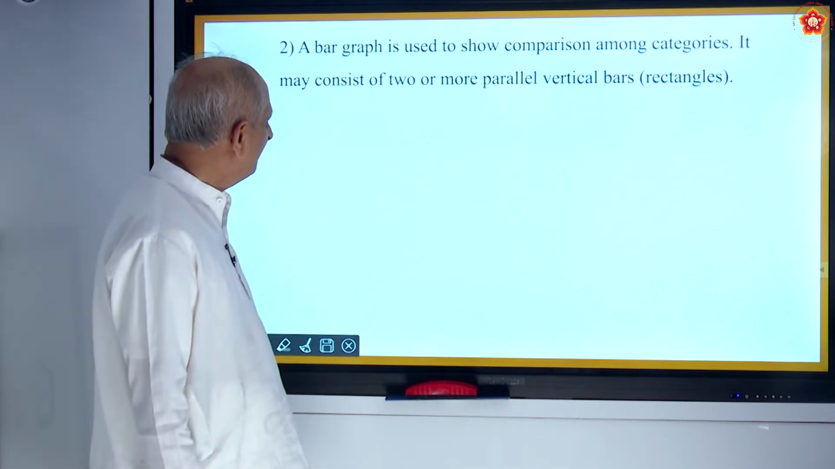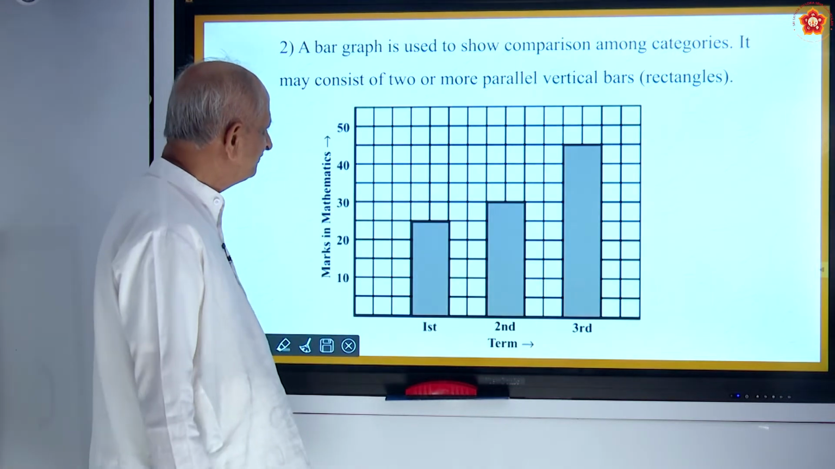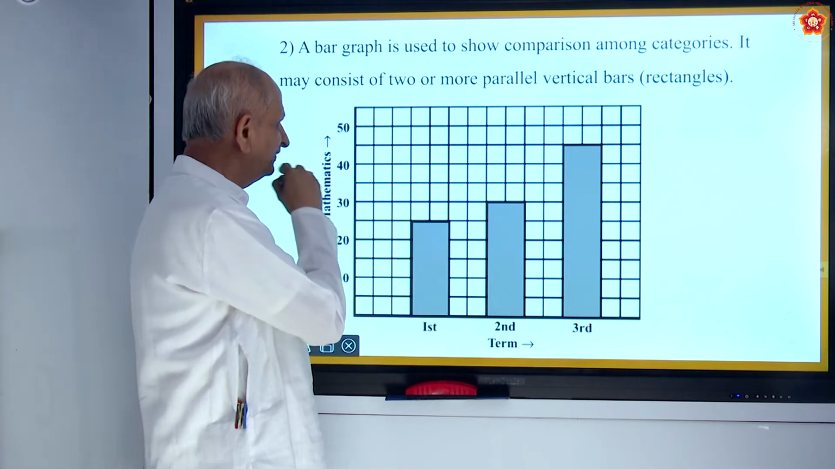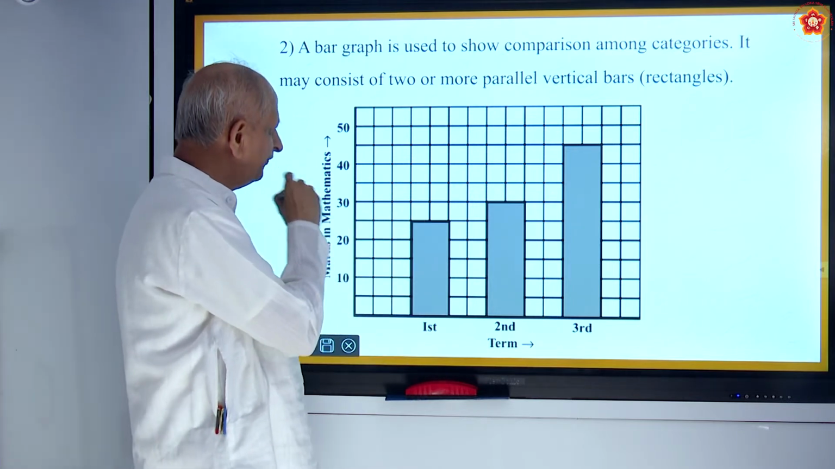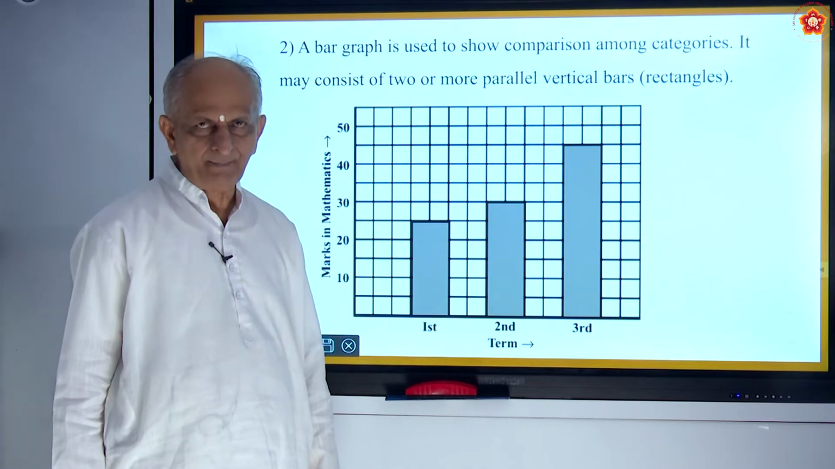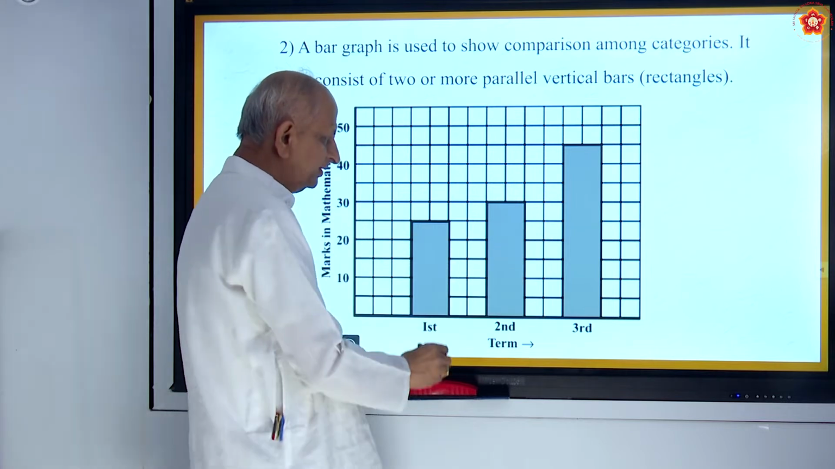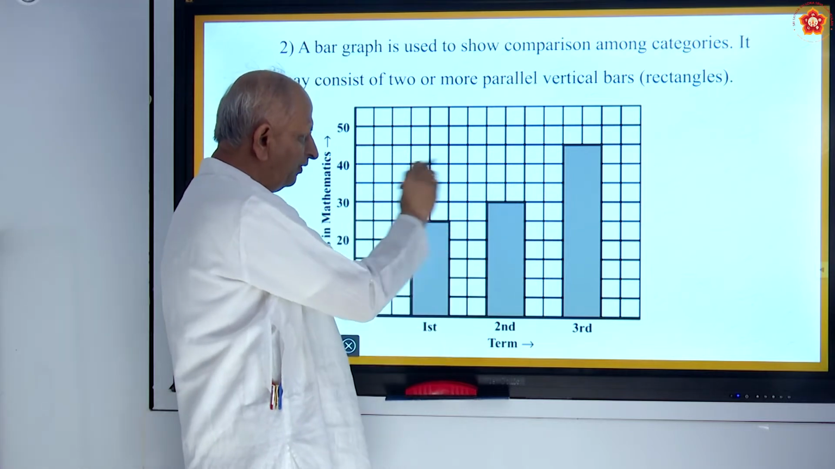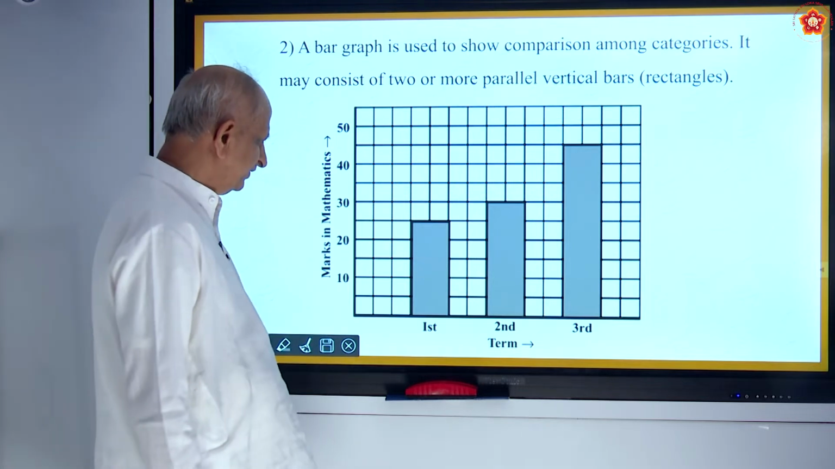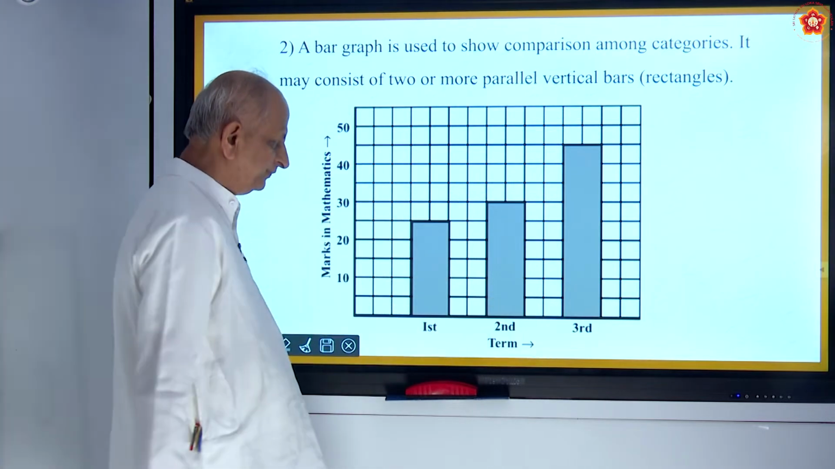One is called the bar graph. What is a bar graph? It shows the comparison among categories. It may consist of two or more parallel vertical bars, or you can say rectangles. It may be vertical also, it may be horizontal also. It depends on the two axes. This is called the x-axis, this is called the y-axis.